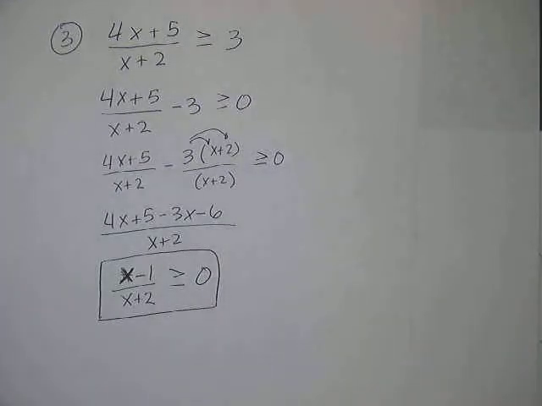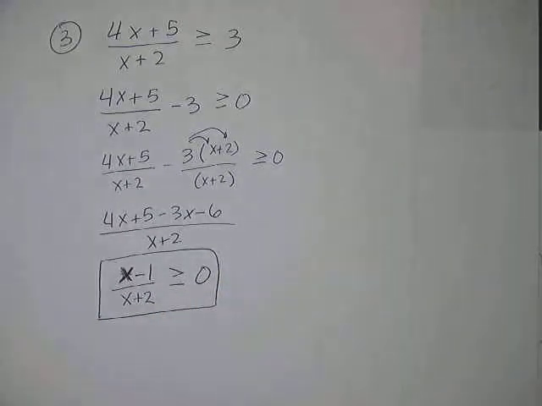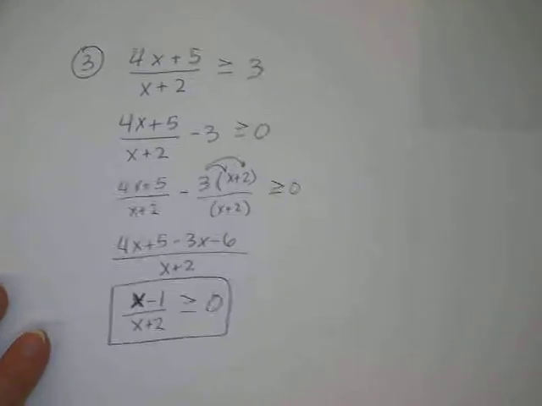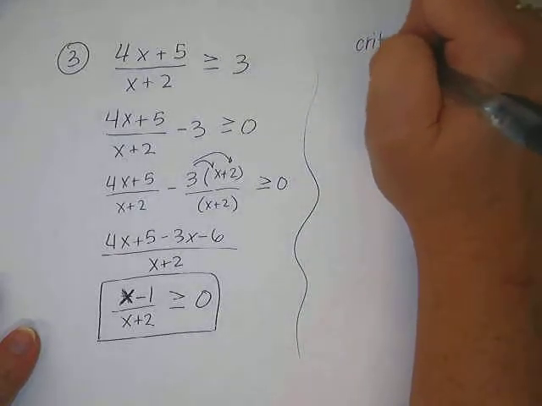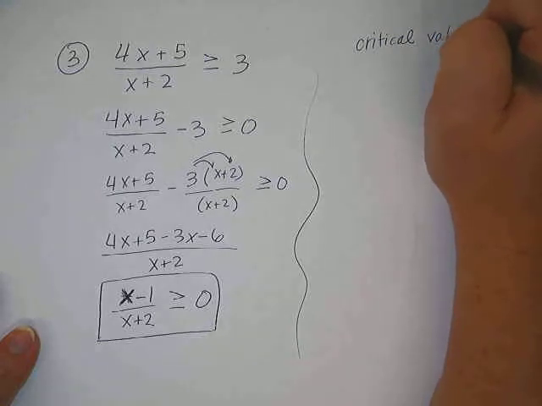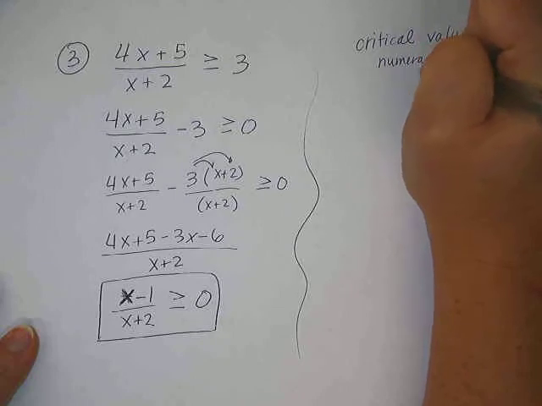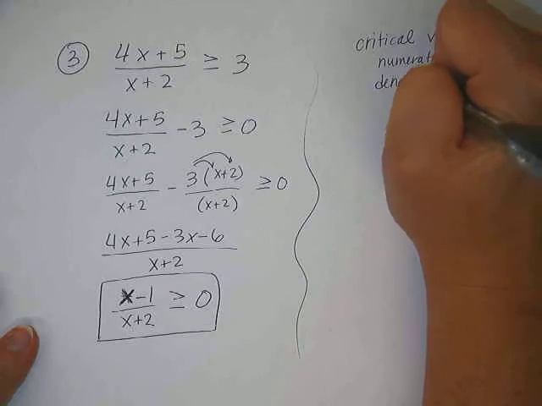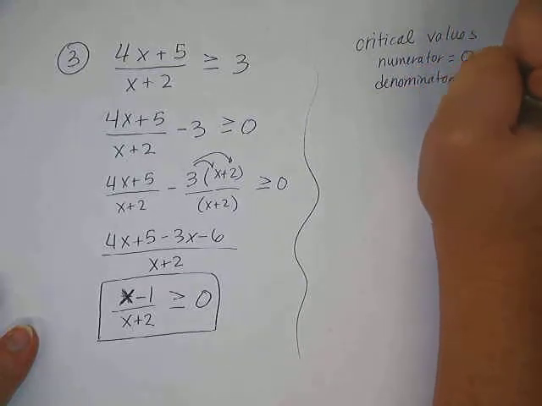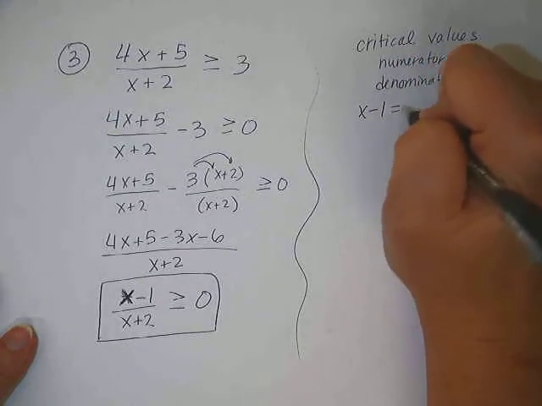So see, the main effort in this problem has been to get a problem that we can start with our fraction on the left and our 0 on the right. Okay, now we can find our critical values and solve. Critical values are actually quite easy to find. All you have to do is set your numerator equal to 0, because that will give you x-intercepts, and set your denominator equal to 0, because that will give you holes and asymptotes.